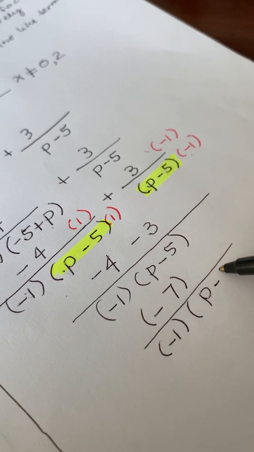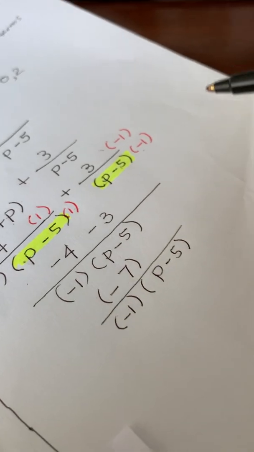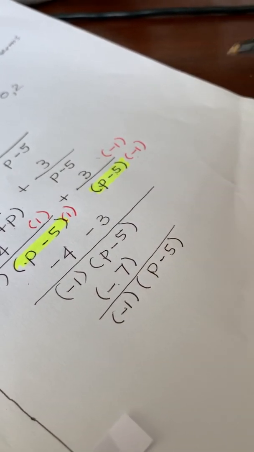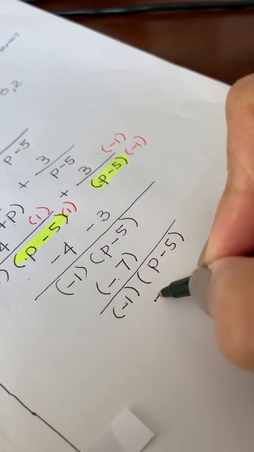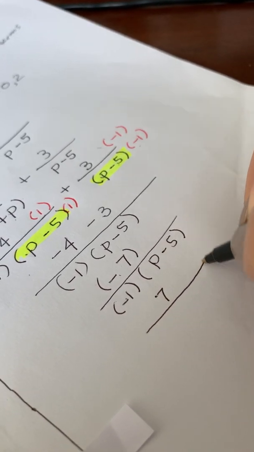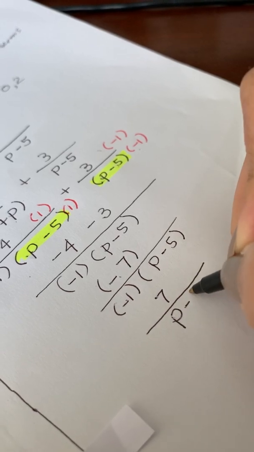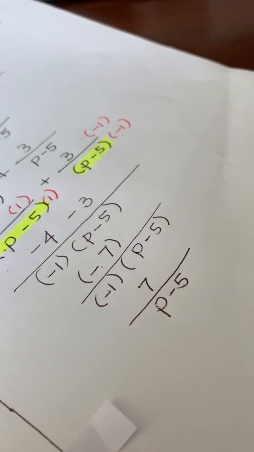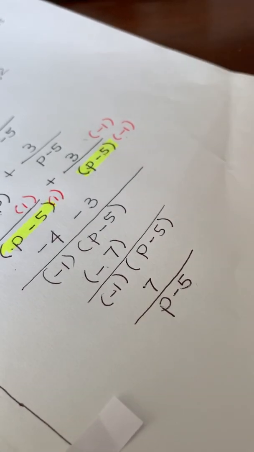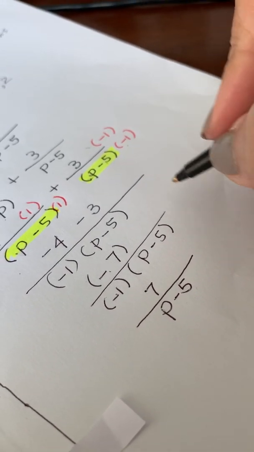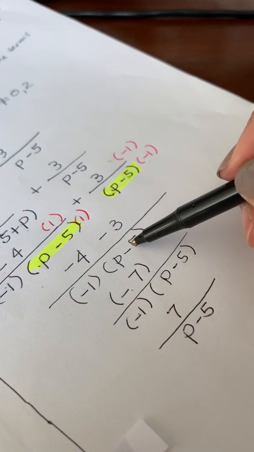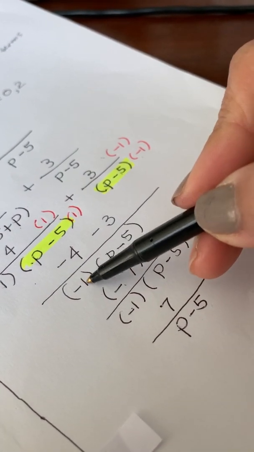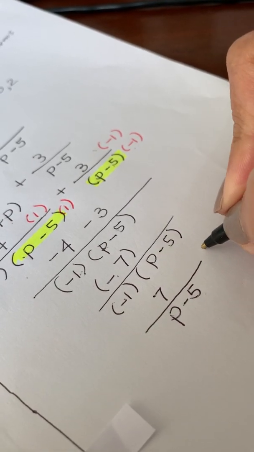P minus 5. And we can do a final simplification, dividing -7 and -1. That will just be +7 divided by p minus 5. Here you could put parentheses, or you could leave it like that because there are no other parentheses with it. So our limitation will be, when will our denominator be 0 here? When p is 5. This will never be 0. So p cannot be equal to 5.